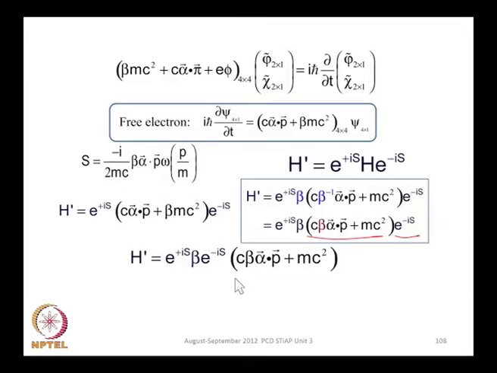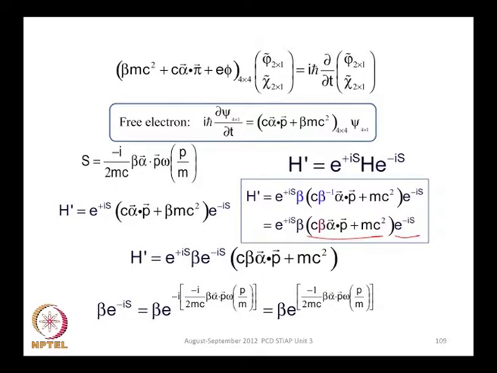Okay. So what you have is h prime operator is e to the is beta e to the minus is, and then you have c beta alpha dot p plus mc square. Now let us look at this term over here, beta e to the minus is. So I am looking at this part alone, which is beta e to the minus is. I write s explicitly, there is a minus i here and a minus i here, so I get minus 1 over twice mc and the rest of the operator.